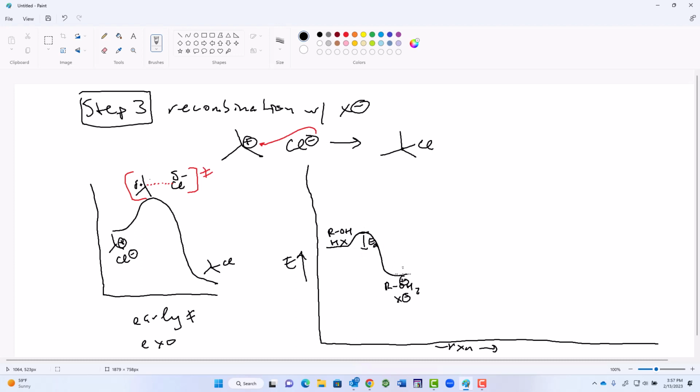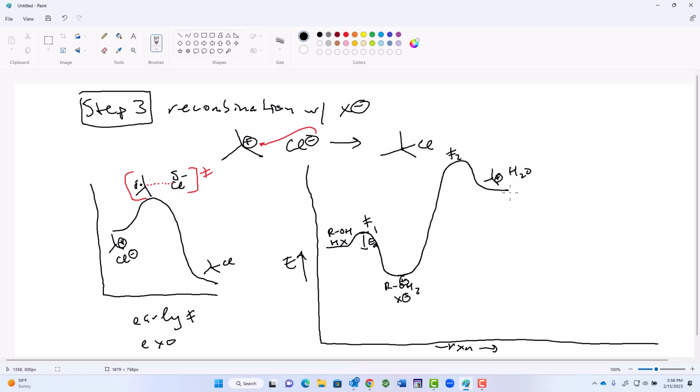The next step in the mechanism, this is our rate determining step. So this is going to have a high activation energy, and it's going to be endothermic because it's unfavorable. So we're going to have a peak. We're going to have a transition state. Again, this is transition state 1. This is transition state 2. This is our carbocation formation plus water.